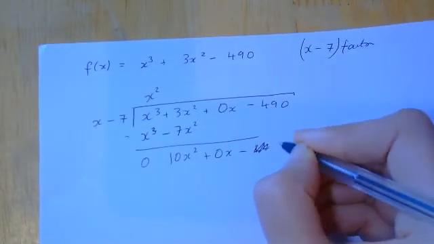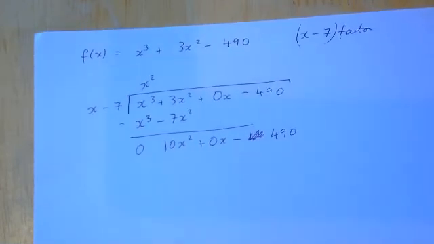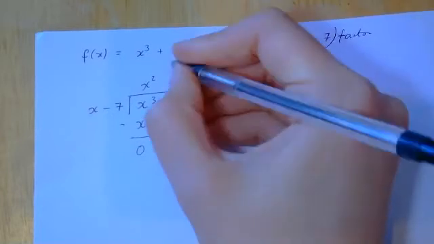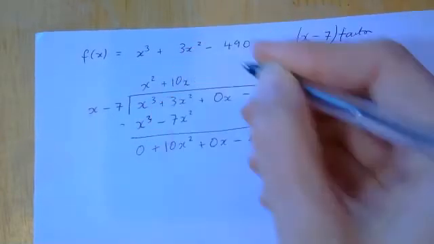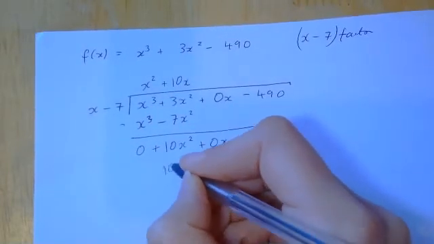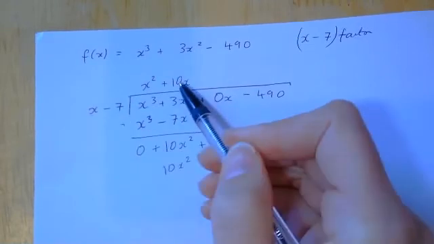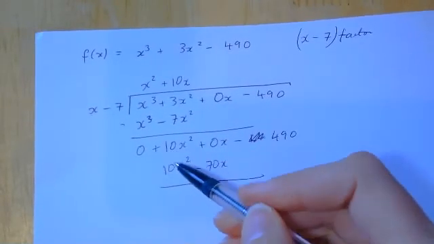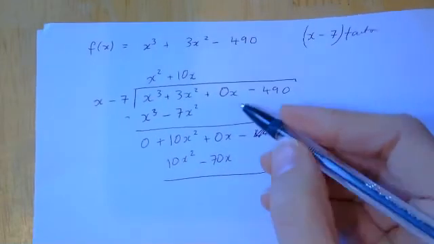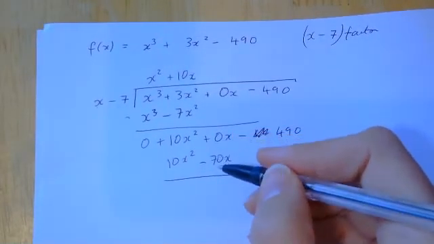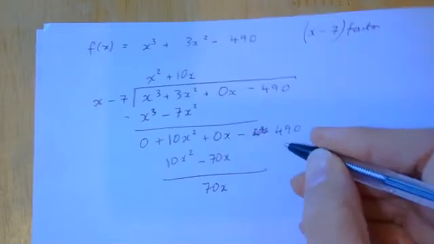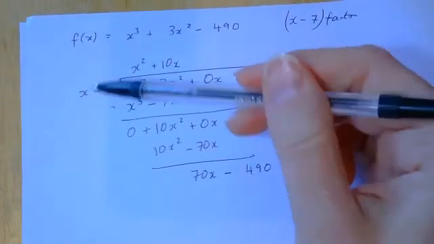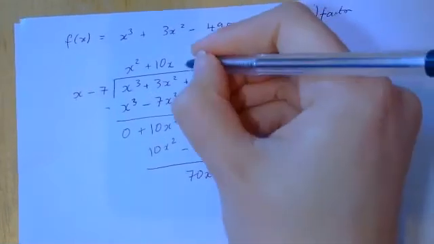And then I bring down these other terms that I haven't dealt with yet. How many x's in 10x squared? Well, that's 10x. So I've got x times 10x is 10x squared. Minus 7 times 10x is minus 70x. So 10x squared minus 10x squared goes 0, and 70x minus 70x is 0. Then I've got minus 490, which I'm going to bring down.